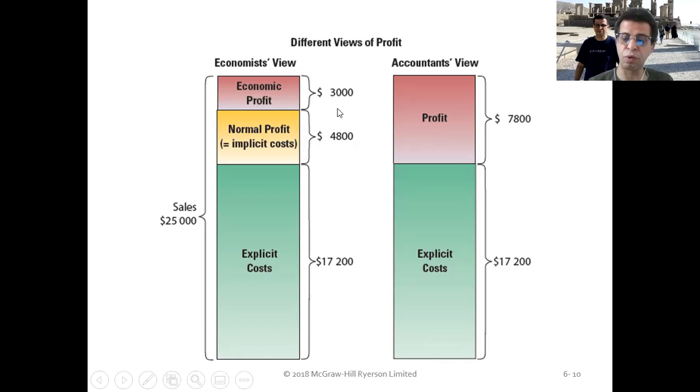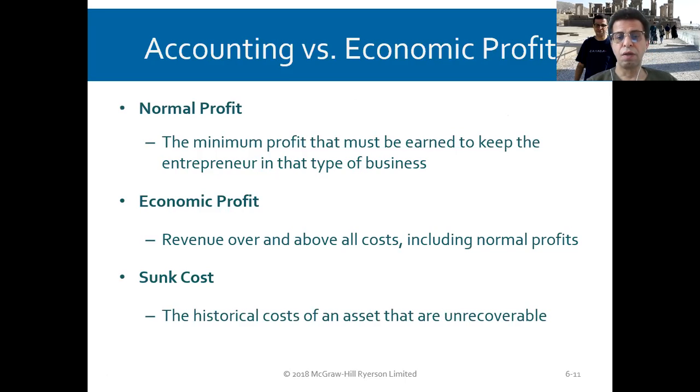This is the different approach from accounting. So what we're looking at is something called a normal profit, the minimum profit that must be earned to keep the entrepreneur in that type of business. That's what you call a normal profit. Then you've got the economic profit, which is the revenue above all the cost, including the normal profit. That's another way of looking at explicit versus explicit and implicit.